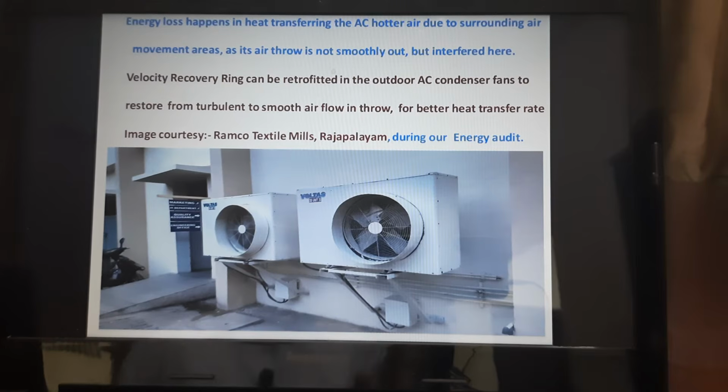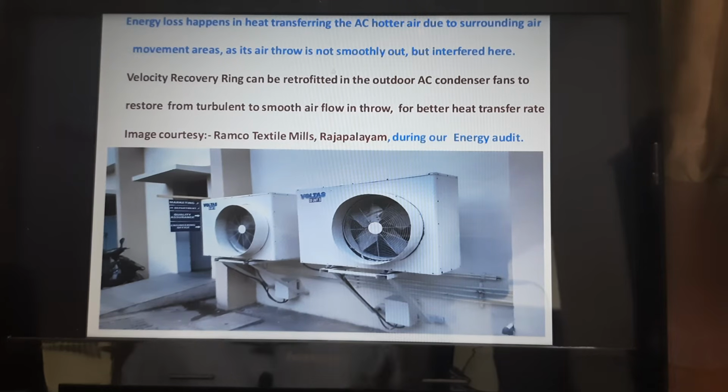Energy loss happens because I am concentrating on the outdoor unit, which is transferring the heat, and it is boiling under the sun to maintain the freon compressor working in the outdoor, so that it can maintain an excellent indoor temperature of around say 25 degrees or 27 degrees.